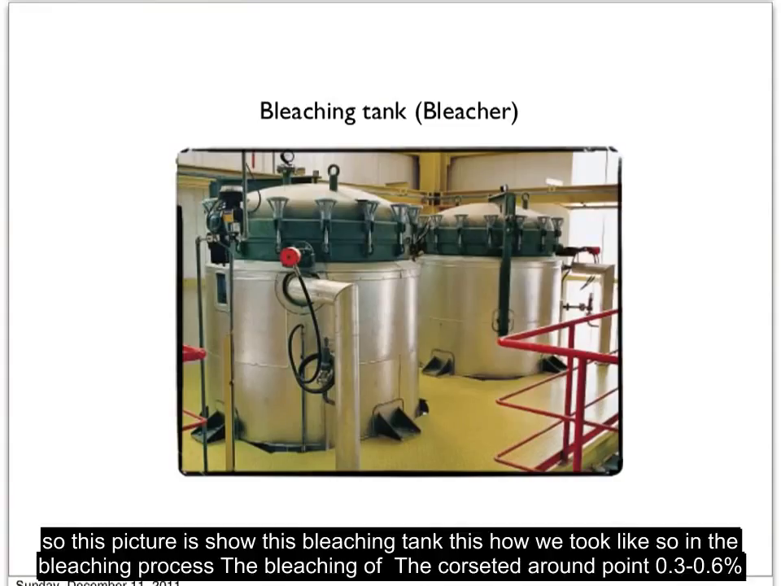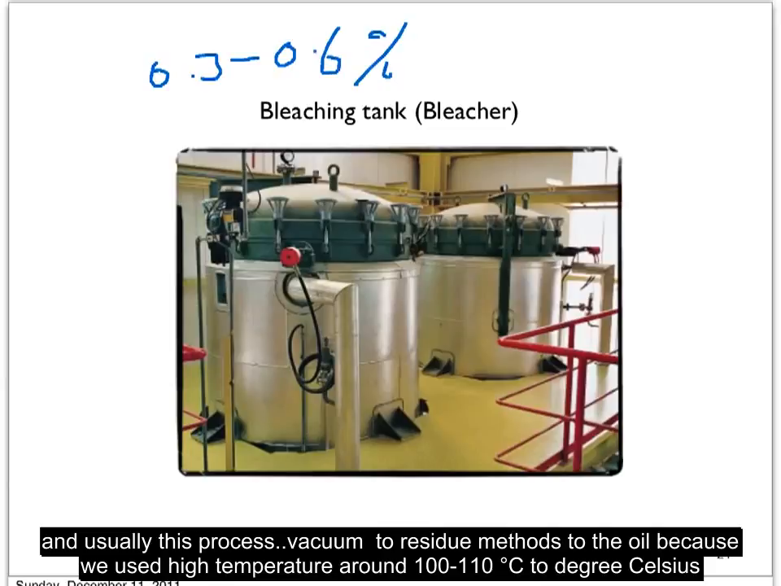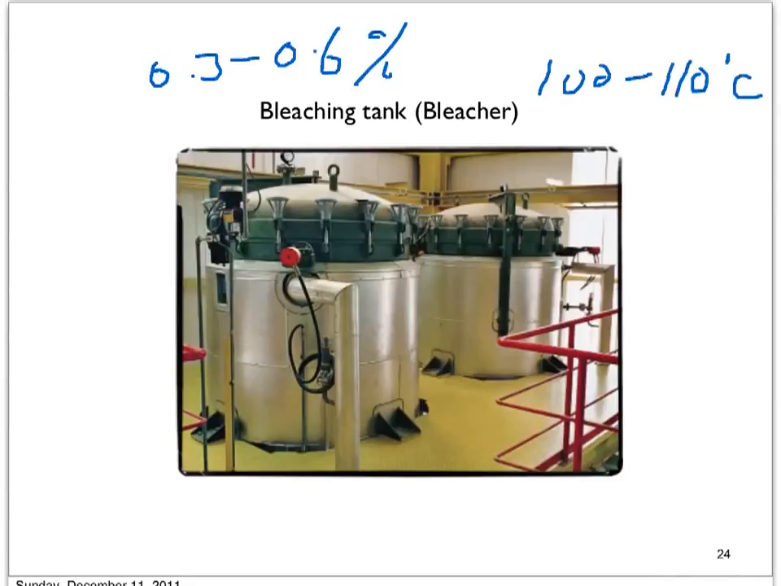So this picture shows the bleaching tank. This is how it looks like. In the bleaching process, the bleaching earth or the clay is added at around 0.3 to 0.6%, and usually the process is done under vacuum to reduce damage to the oil, because we use a high temperature around 100 to 110 degrees Celsius.